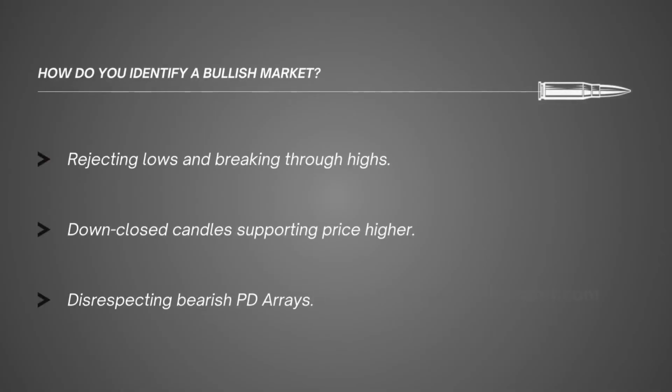Now, how do you identify a bullish market? We can spot a couple of things on the chart which can aid us in determining a bullish market. First of all, we can see price action rejecting lows and breaking through highs. We can see those down close candles supporting price higher. So we'll be using the PD array matrix for that and disrespecting those bearish PD arrays.